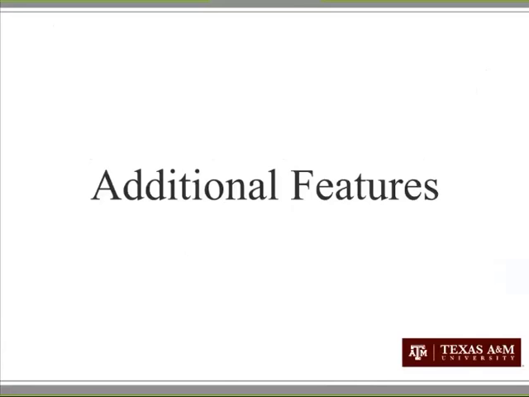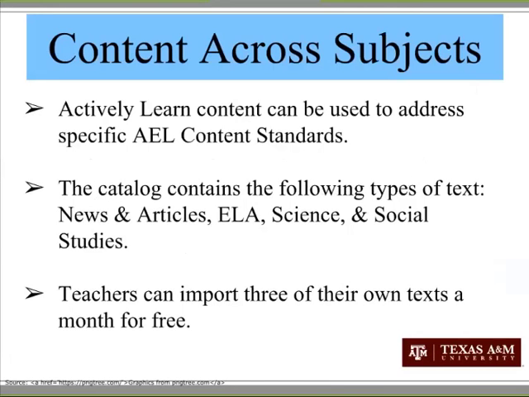Okay, so we're just going to look at some additional features of Actively Learn. So content across subjects. Actively Learn content can be used to address specific AEL content standards. The catalog, as you saw, contains the following types of text: news and articles, ELA, science, and social studies. Teachers can import 3 of their own texts a month. I forgot to mention that also. When you do the imports, you only get 3 a month that are for free. But honestly, when we only meet our students a couple times a week, I don't find that to be an issue, because I don't really want to import that much, because that's harder. And why reinvent the wheel when they have all these wonderful lessons already made?